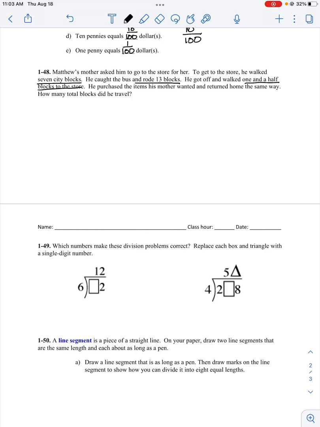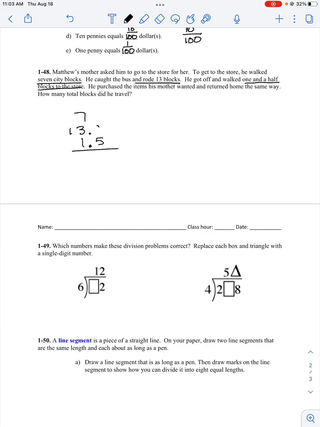So if I'm looking for the total there and back, I do have to figure out, well, how many blocks did he take to get there? Well, he walked 7 blocks. He rode 13 blocks, and he walked 1.5 blocks.